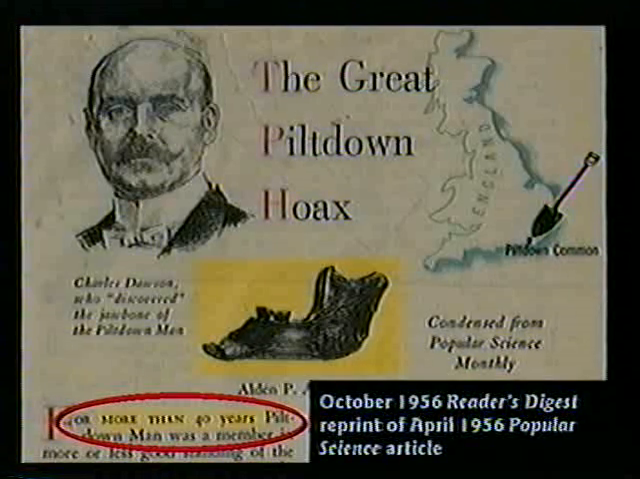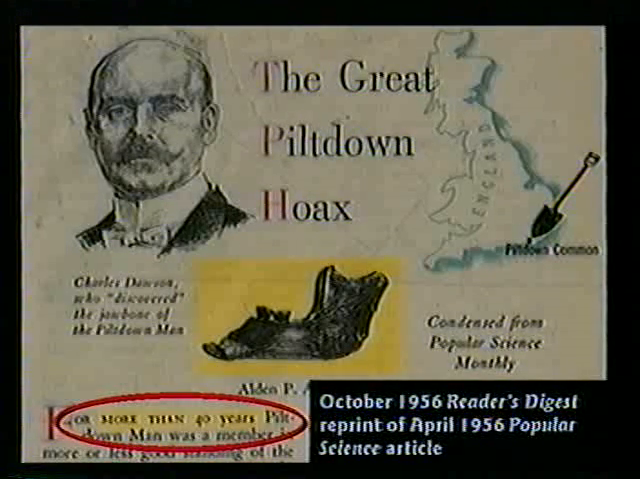Piltdown Man was in the textbooks for 40 years. All the kids for 40 years were taught, we've got proof for evolution from the Piltdown Man. If you had gone to school in the 1930s or 1940s or early 1950s, your textbook would have said, evolution is true, and here's the evidence for it. And Piltdown Man would have been one of the things you'd have to learn and study and memorize. 1953, it was exposed as a fraud.